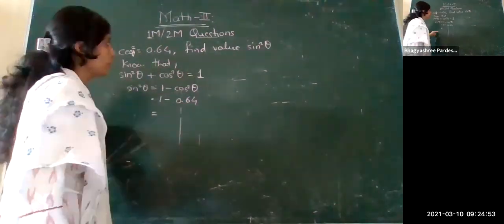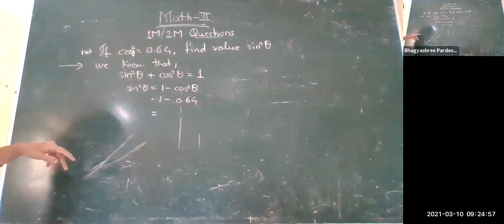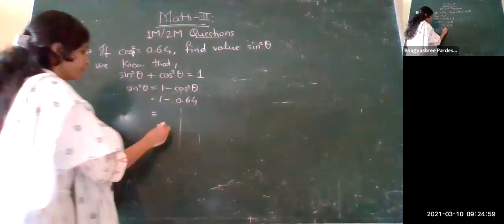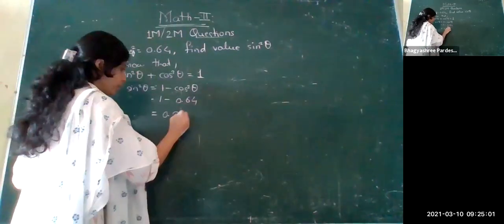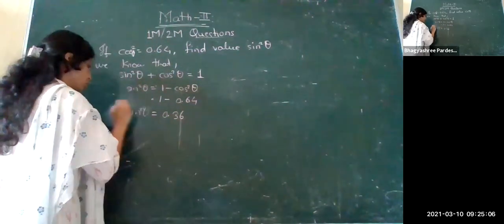We have asked the value of sin square theta here. So this is simply 0.36. The value of your sin square theta is equal to 0.36.